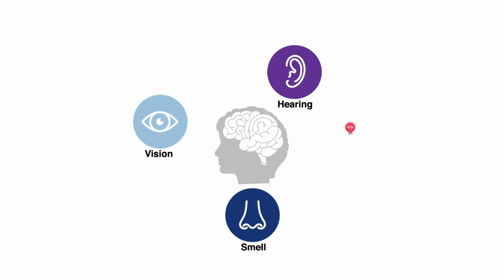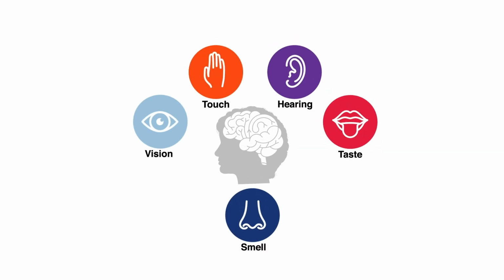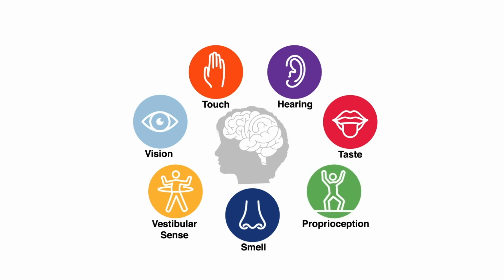There are 5 external senses: vision, hearing, smell, taste, and touch, that receive and interpret information from the environment constantly. But there are also the less familiar internal senses: the vestibular sense, located in the inner ear, and proprioception, located in the muscles and joints.